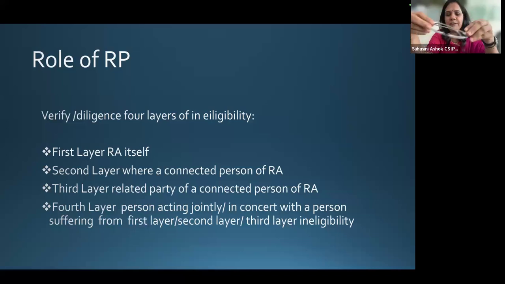Mostly online tools are available. You can take an MCA report. Now we have Probe reports where you can get all these details if you put the person's DIN number, PAN number, CIN number. So these kinds of layer reports will come. So these four layers also need to be verified for determining the disqualification.